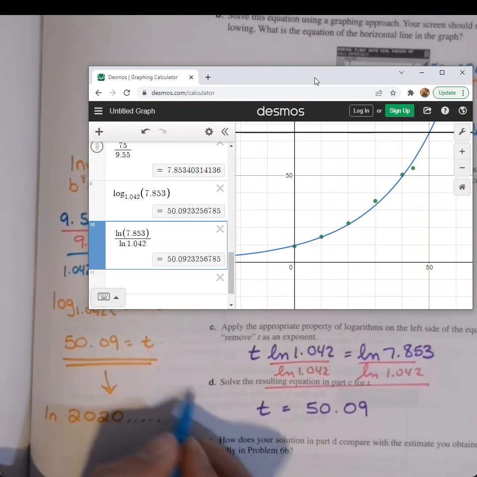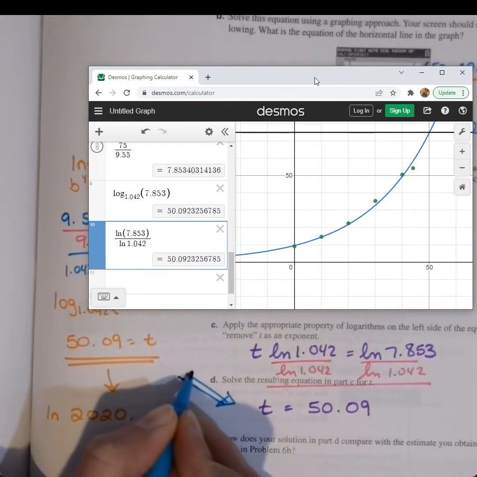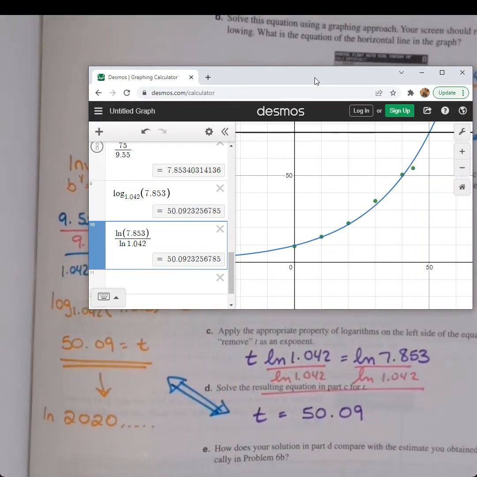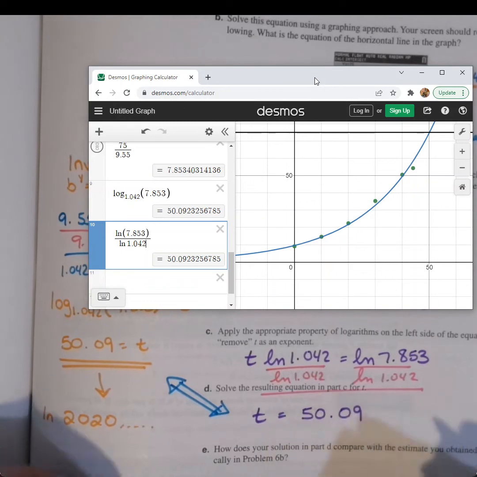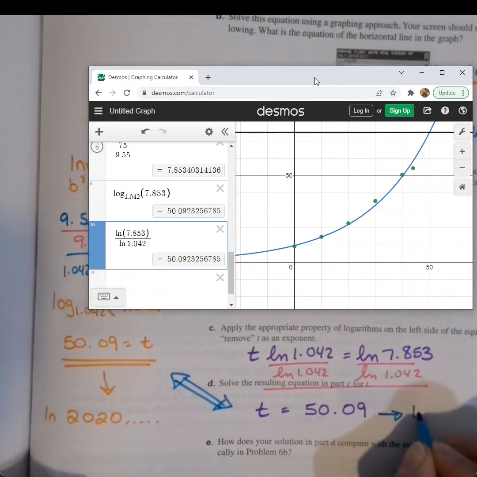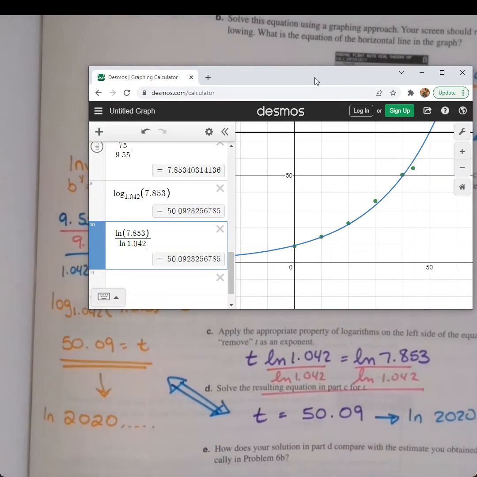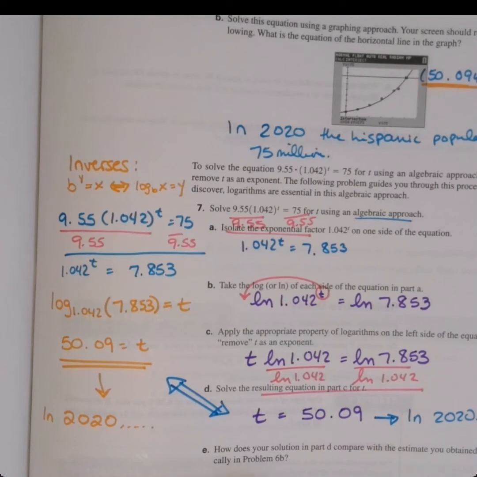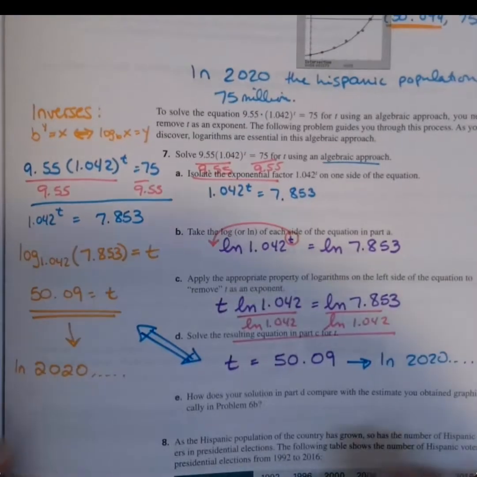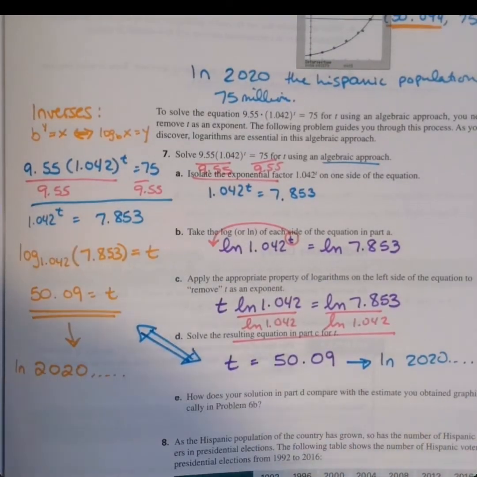So I'm getting the same answer 3 different ways: graphically, algebraically by inverses, and algebraically by logging both sides. And again, this would give us the "in 2020" start to our sentence. There were 75 million Hispanic people in the US. Okay. How does your answer to part D compare with it graphically? Same.